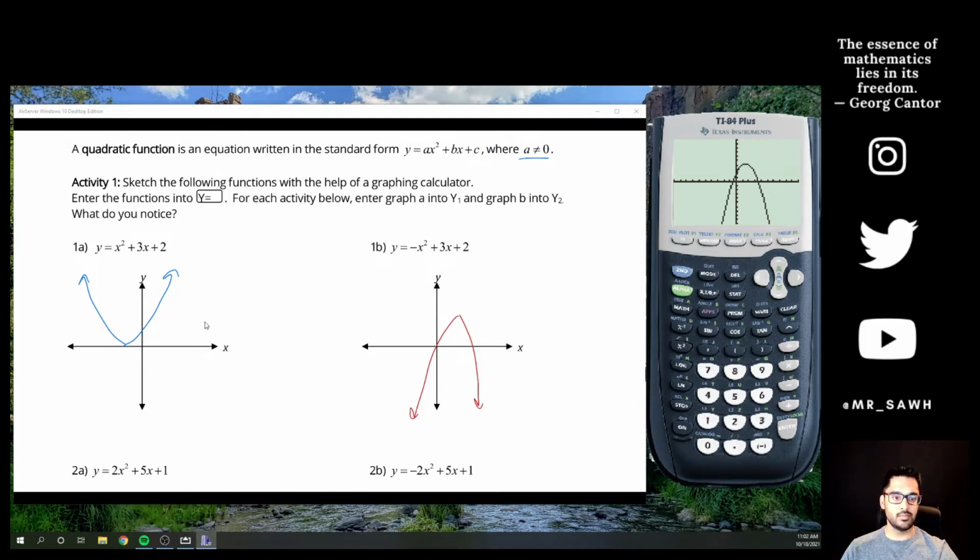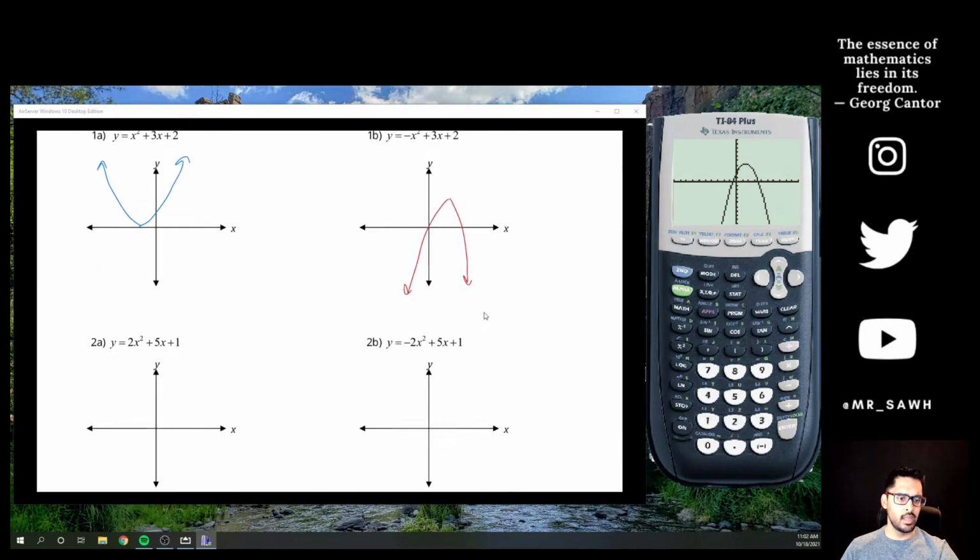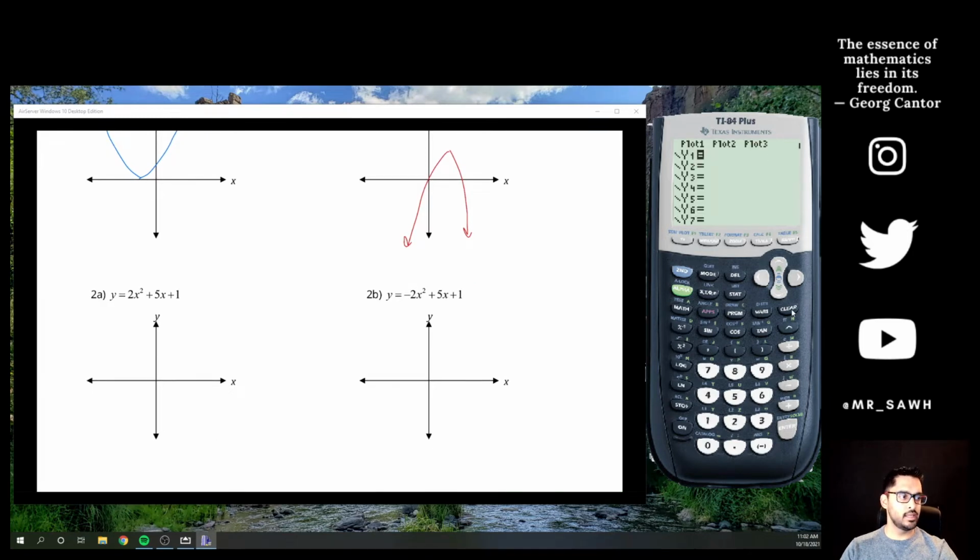But you can see the same general shape. It kind of looks like a U. The blue one kind of looks like a happy face. The red one, a little sad face, if you were to think about including the eyes for a face there. So the direction that it opens is pretty important. And we can try out 2a and 2b as well. So I could even do 2x squared plus 5x plus 1. Graph that one. We'll see what happens.